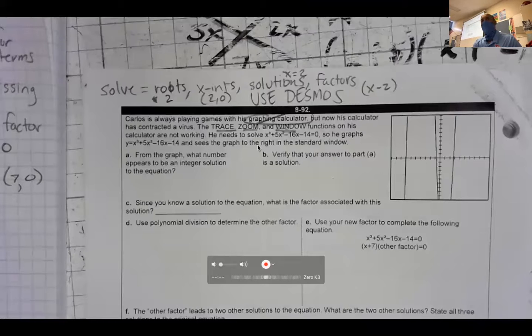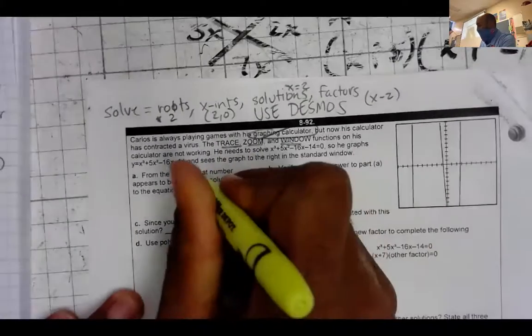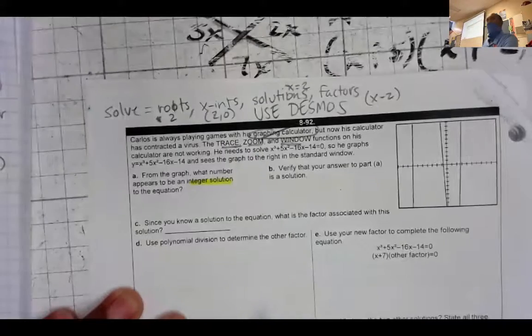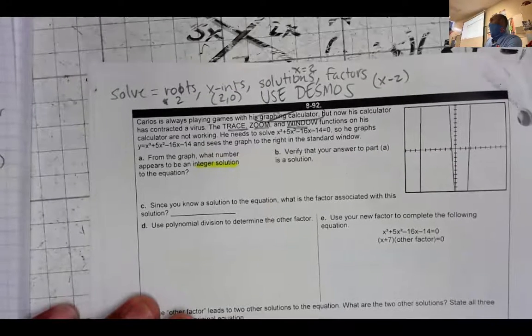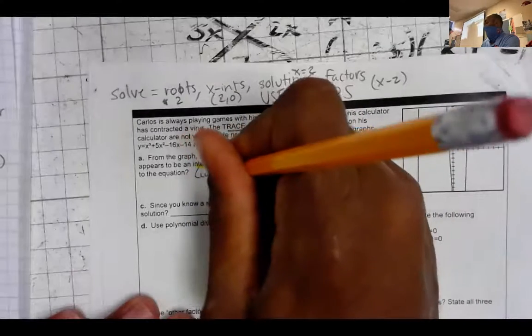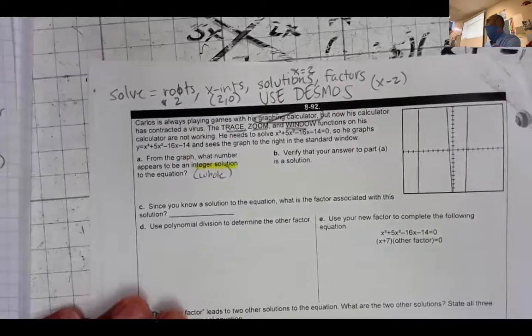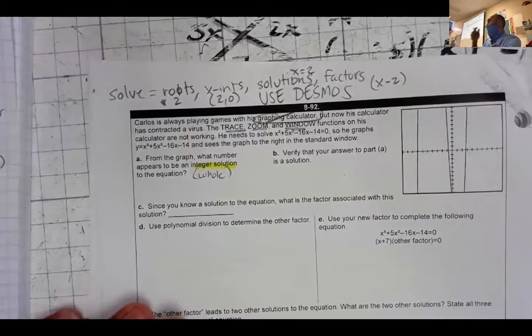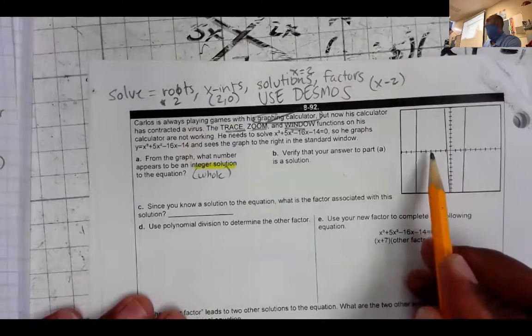Okay, so he sees the graph in the standard window. From the graph, what number appears to be an integer solution? What kind of numbers are integers? What's an integer? Yep, it is positive and negative, but they're all whole numbers. So they're not fractions, they're not decimals. What are the whole numbers? So when you look at the graph, look for the whole numbers. And you can see over here, it actually gives you a quick graph of that.